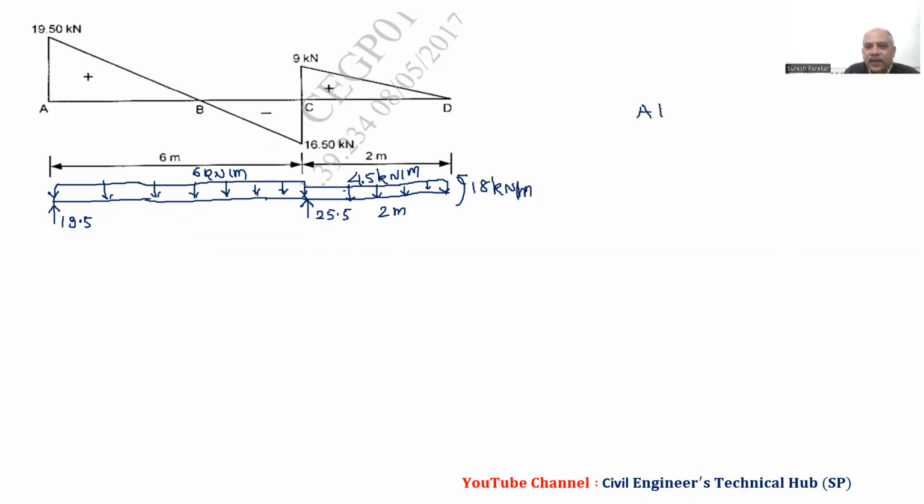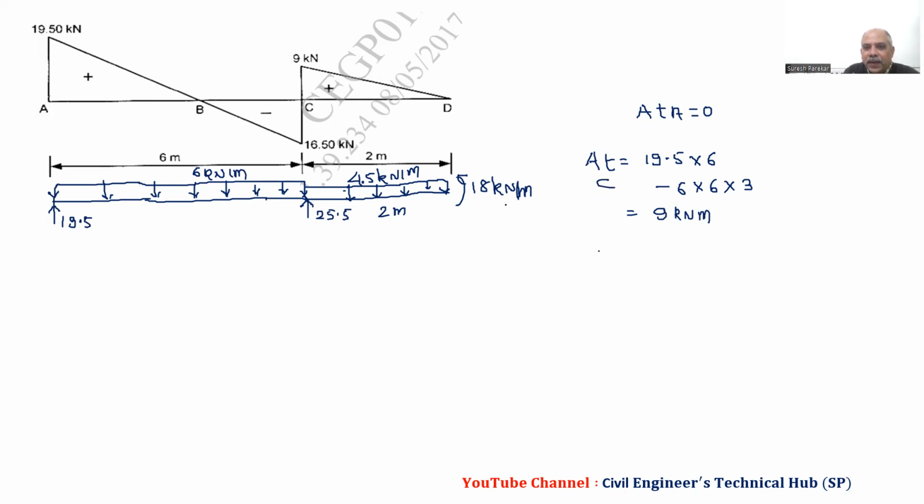Now at A we have value equal to 0. Then at C, it is 19.5 into 6 minus 6 into 6 into 3. And then we will get 19.5 into 6 minus 6 into 18, and we will get plus 9 kilonewton meter. Then we will find this is at C.